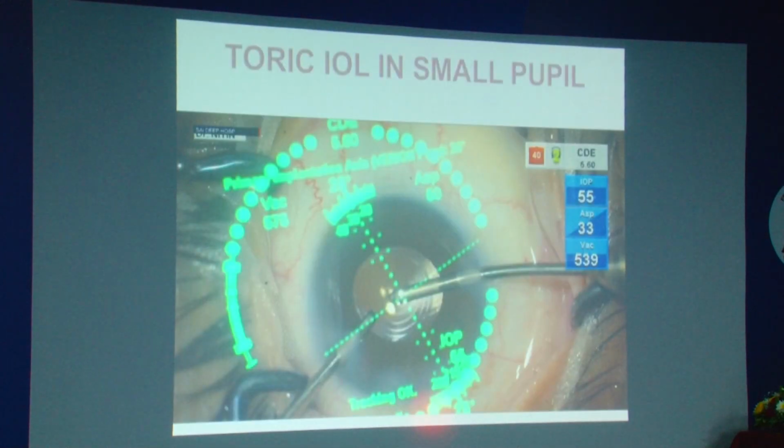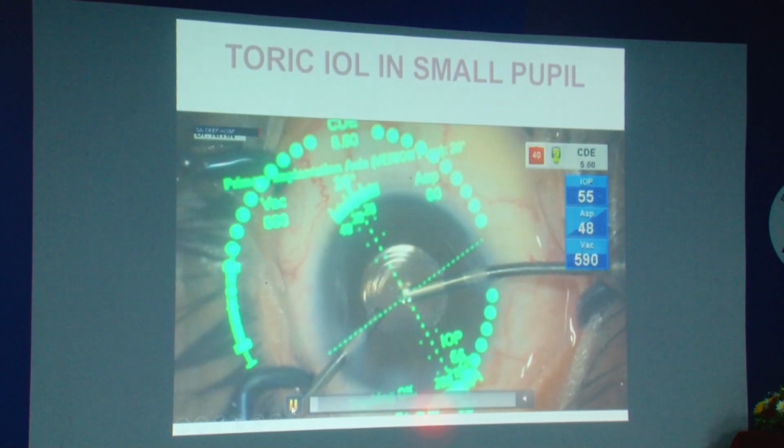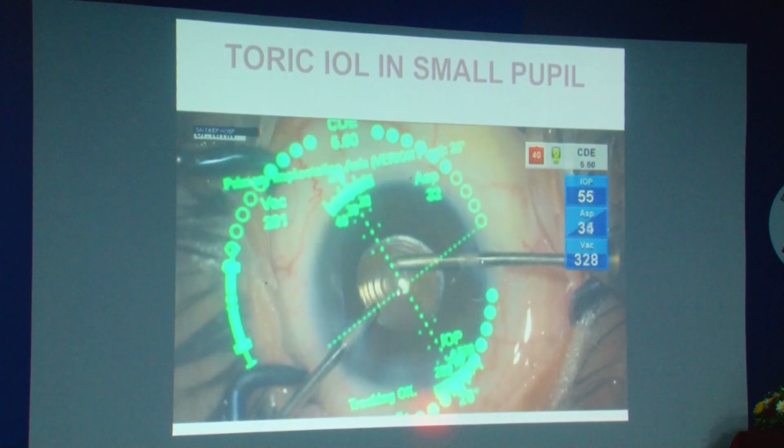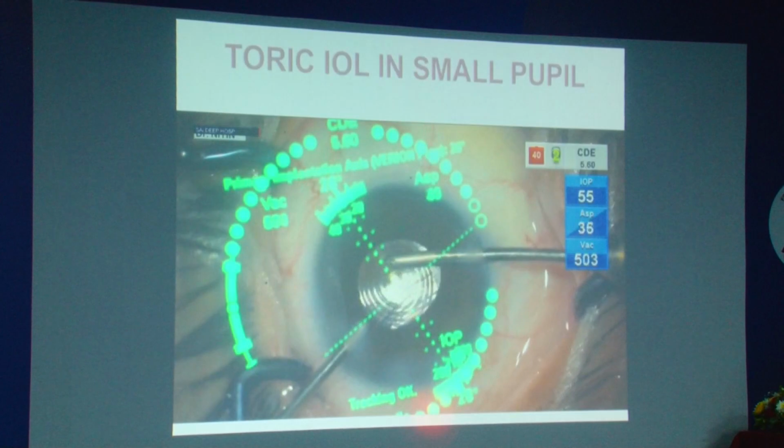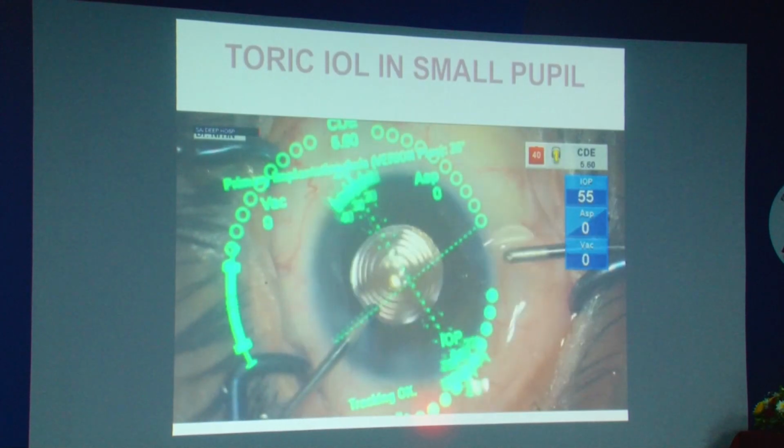Again, in a small pupil, sometimes it's very difficult to visualize the markings. And in these cases, what can be done is you can nudge the lens a little downward in the opposite direction to see whether the markings are in sync with the final toric axis marking.